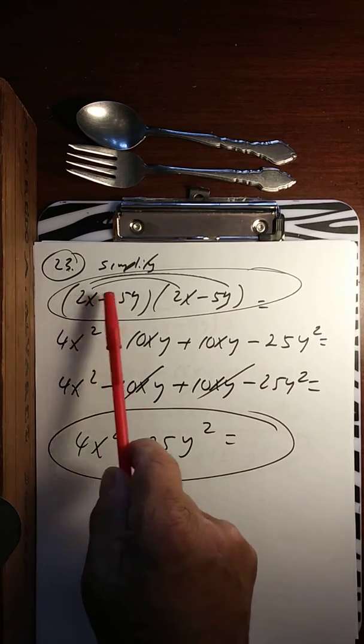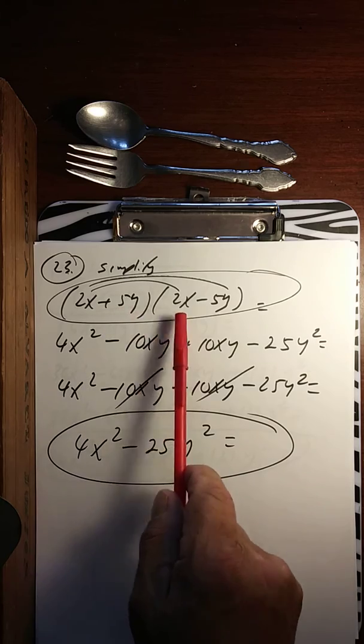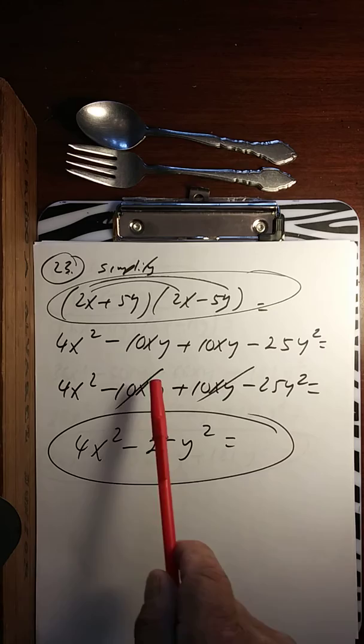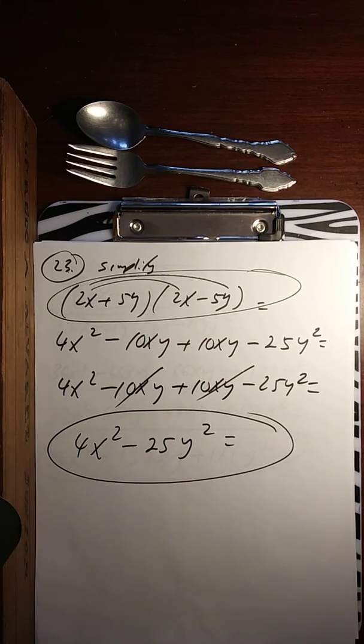Multiply these out. So the first times the first is 4x squared. That one times that one is negative 10xy. This times this is positive 10xy. And this one times this one is negative 25y squared. These will cancel because one's positive, one's negative, so they go away. 4x squared minus 25y squared.